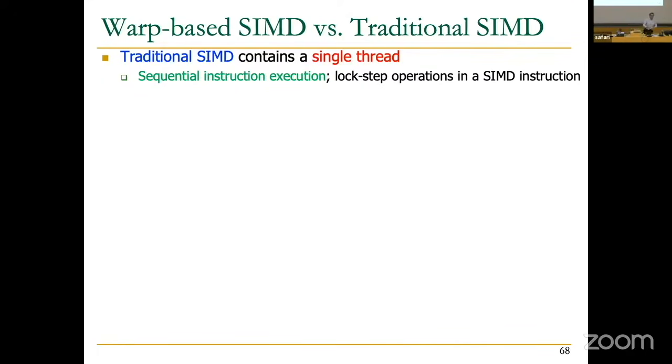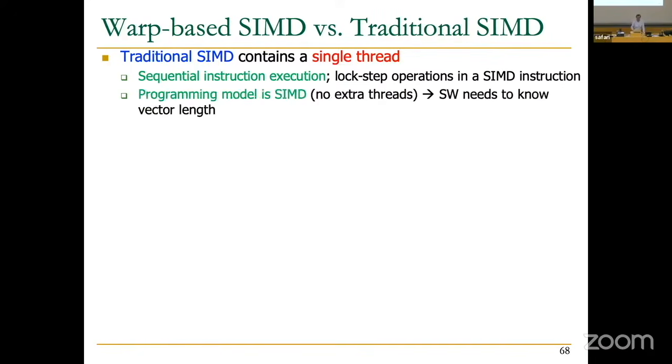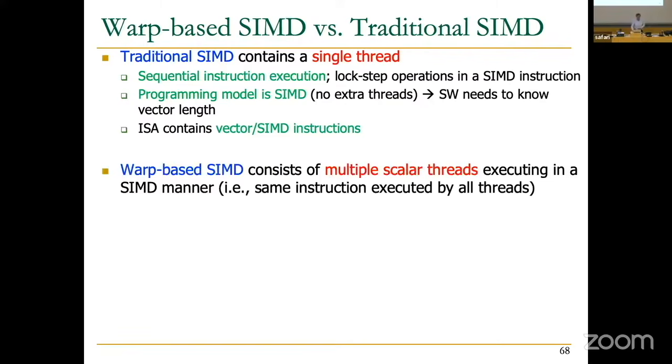Yes, you can pipeline instructions. Yes, you can do data forwarding. In fact, you can execute these instructions out of order. You can combine the concept of SIMD with out of order execution. It's going to be a quite heavy, hardware-costly processor, but you could do that, okay? But traditional SIMD doesn't do that, let's say. The programming model is SIMD. There are no extra threads. Software needs to know the vector length. That's what we've discussed earlier. The instruction set architecture needs to change significantly. You need to have vector and SIMD instructions.